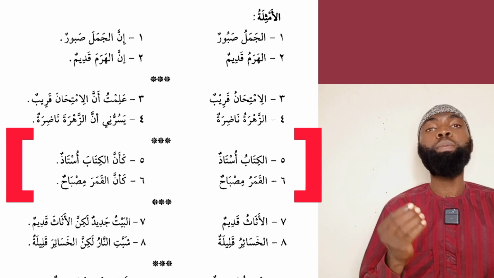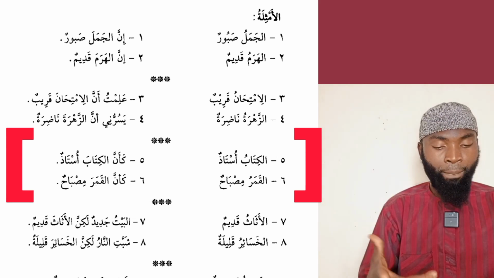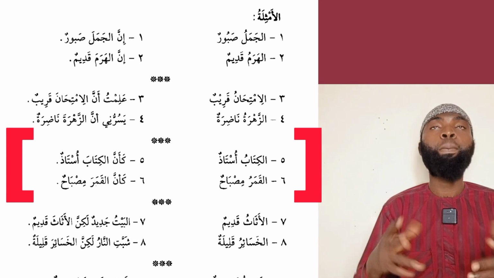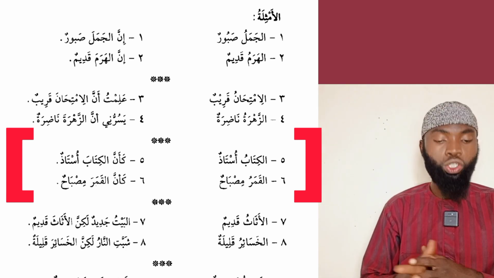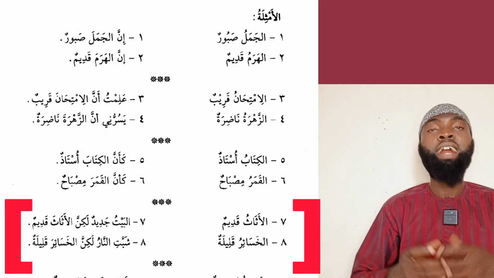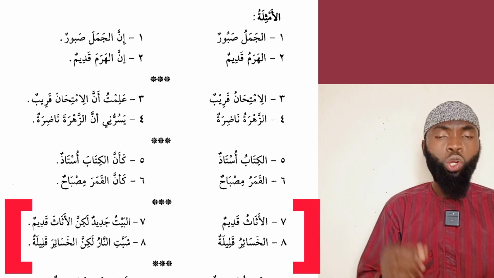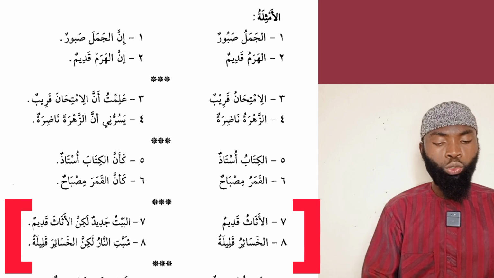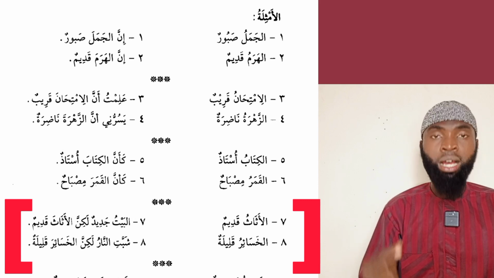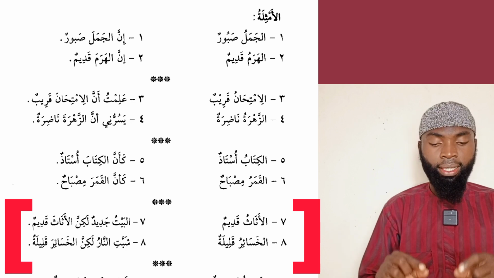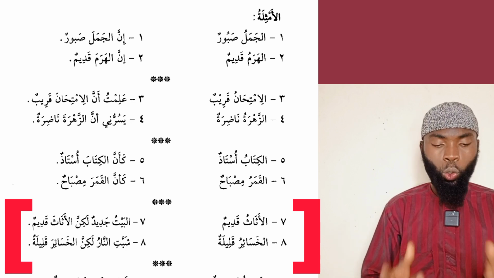Next, we have al-qamaru misbahun. The moon is a lamp. We have ka'anna al-qamara misbahun, as if the moon is a lamp. We can say al-qamar also changes to fatha. Number seven, we have al-athathu qadimun. The furniture is old. We have al-baytu jadidun. The house is new. Lakinna al-athatha qadimun, but the furniture is old.